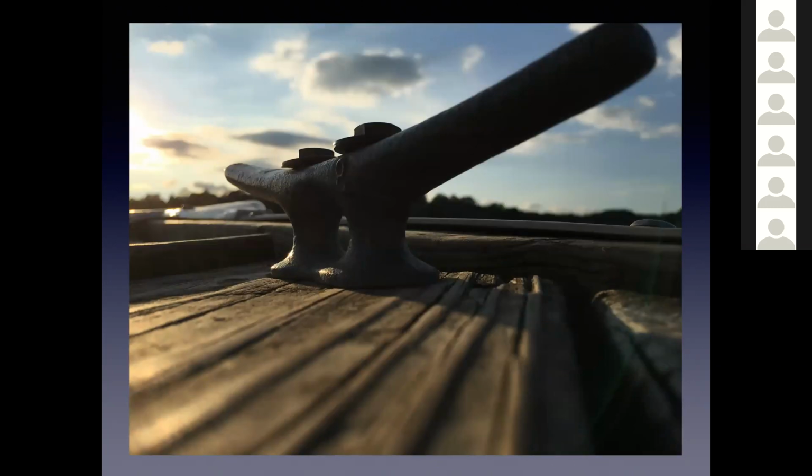This is a little cleat. It's not that big of a cleat, but it's on a dock. This was the same night my daughter was out fishing. Just getting down there, sometimes you've got to lay down to get the shot. Sometimes you've got to get down low and get that unique perspective. It's something that's just different.